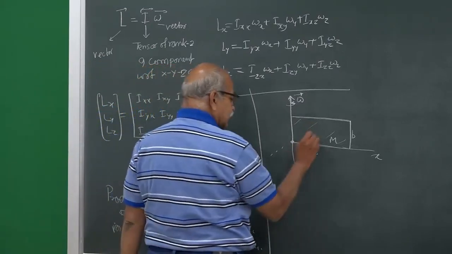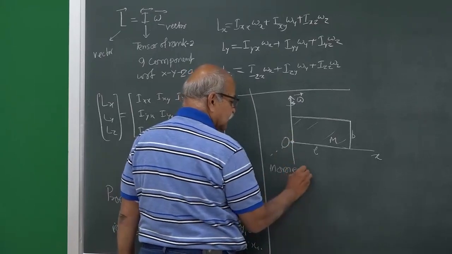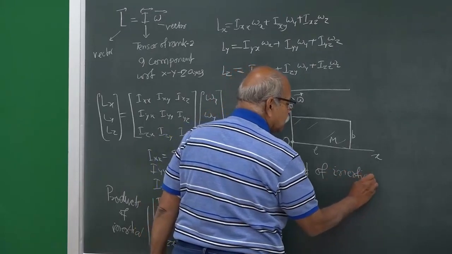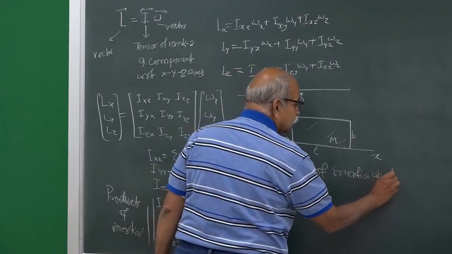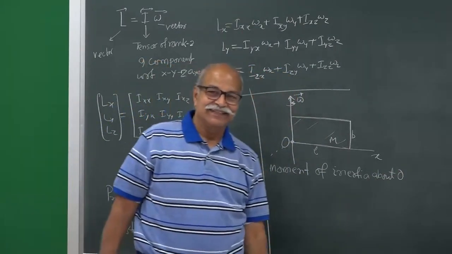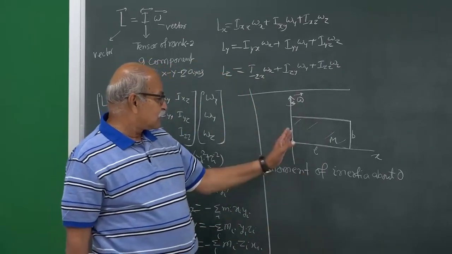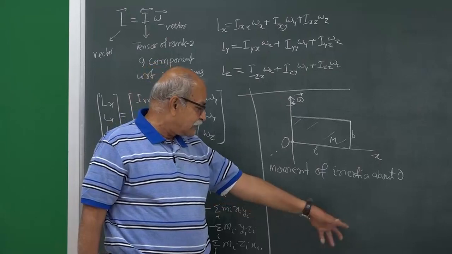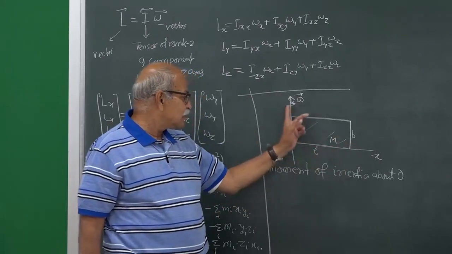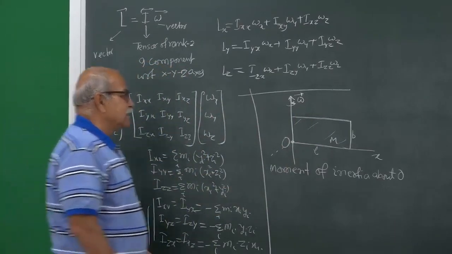So, let us first calculate the moment of inertia about O, about the origin. Now, we are not saying about an axis, not about a line, it is about a point, and of course, to get those 9 components we need some x, y, z axis. So, here is the x axis and y axis and z axis. So, let us calculate Ixx. What is Ixx?